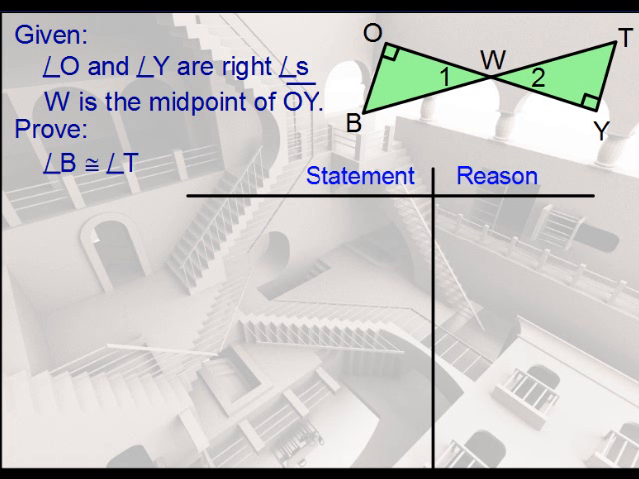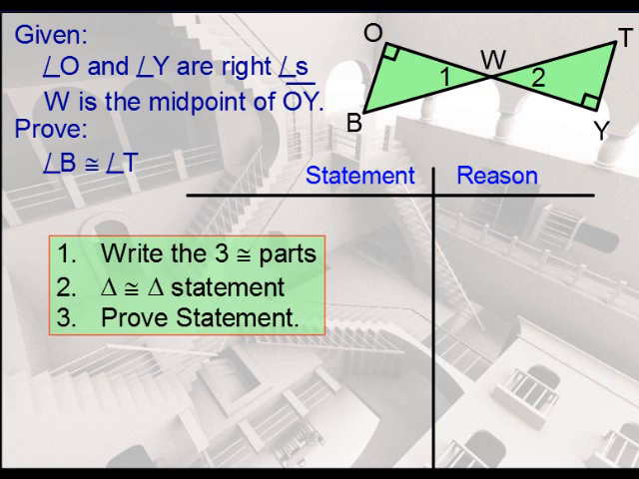Let's take this example here. You're given two pieces of information. You have two right angles, and you have that W is a midpoint of segment OY. So prove that these two angles are congruent. What we're going to do is we're going to prove that the triangles are in fact congruent to one another before we even get to angle B and angle T.